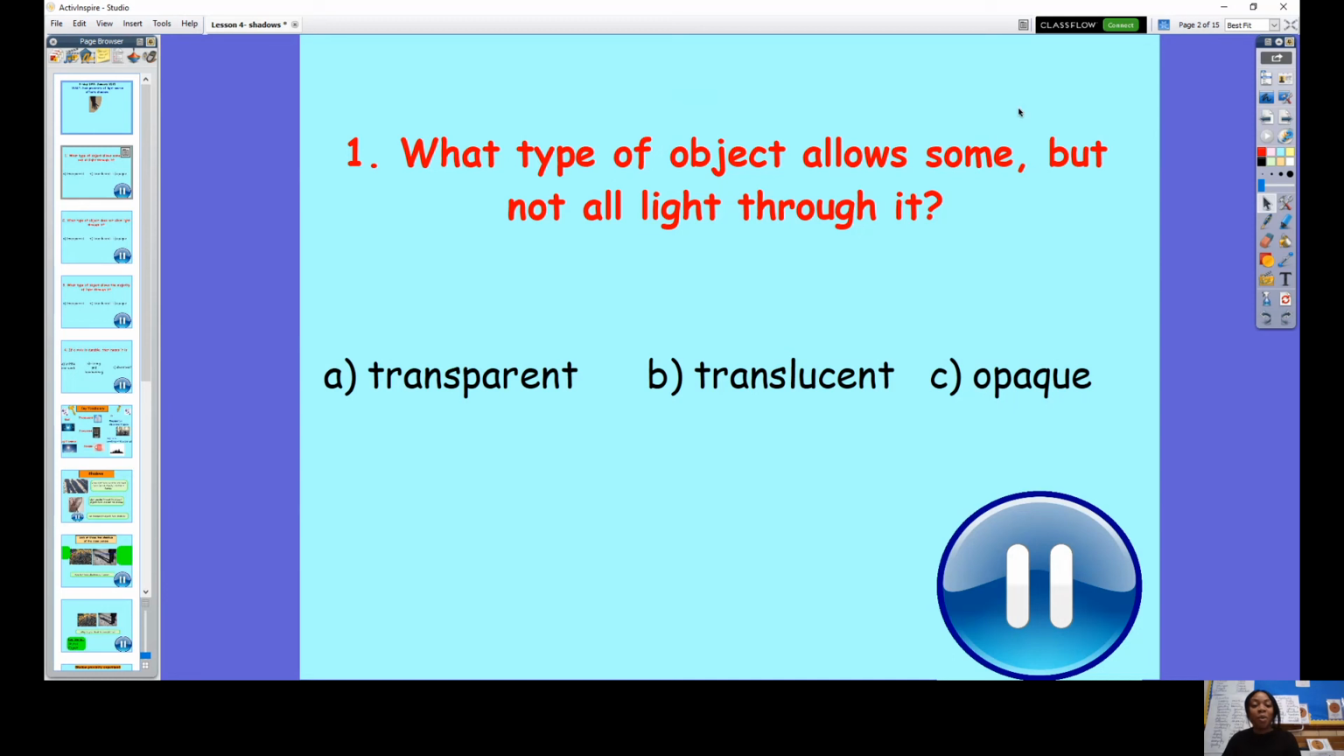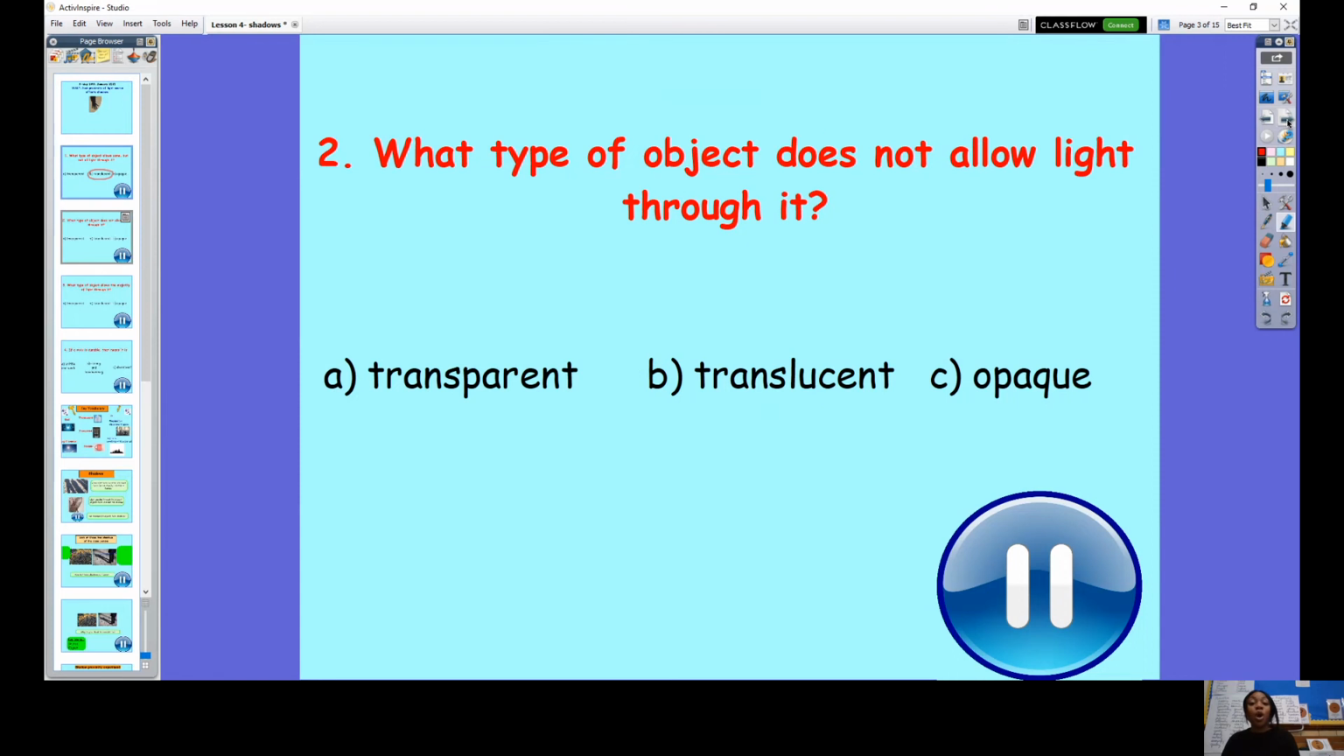So, question number 1. What type of object allows some but not all light through it? Is it A, transparent, B, translucent, or C, opaque? Pause the video and answer the question. The answer was B, translucent. Hopefully you got that correct. Translucent allows some but not all light through it.